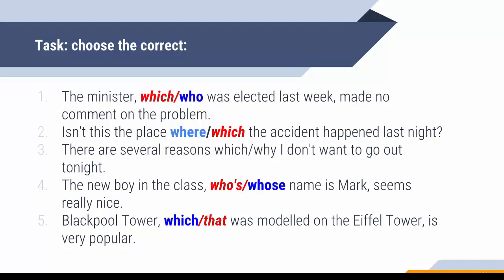The new boy in the class. Pay attention to these two words, and if you have forgotten something, now is the moment to revise. So, the new boy in the class, whose name is Mark, whose because you express possession, and you don't need who is, which is given in red here. Seems really nice. And number 5, Blackpool Tower, which was modeled on the Eiffel Tower, is very popular.